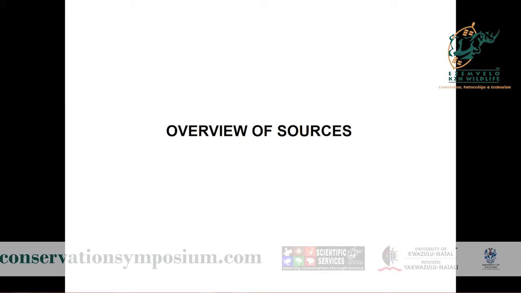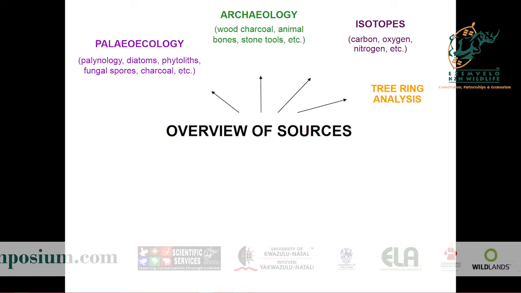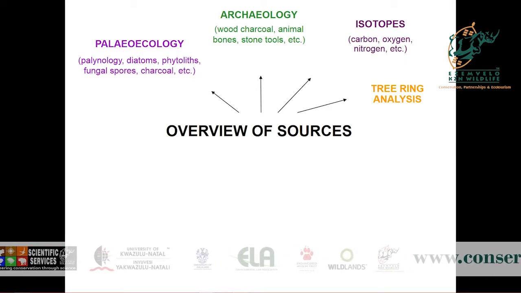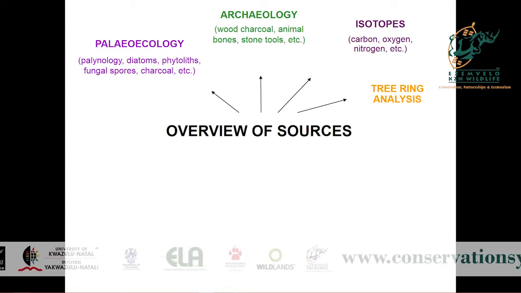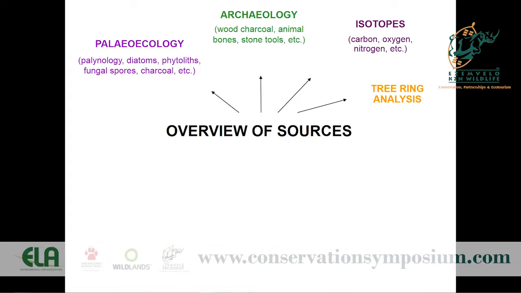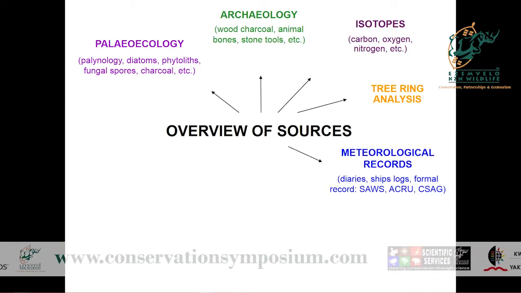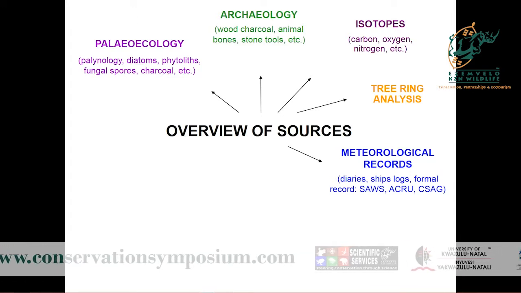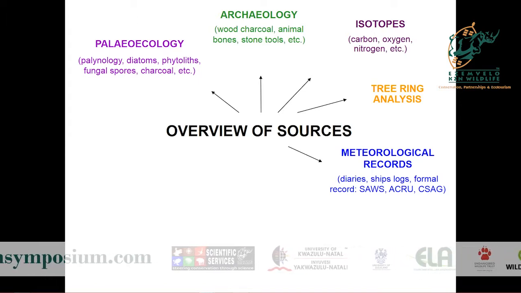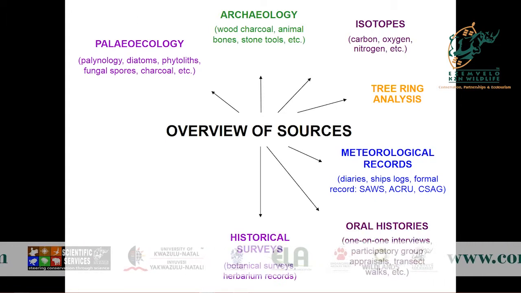So what are the kind of sources that are used by historical ecologists? They're the standard ones that we know about. There's paleoecology, archaeology, a whole range of different materials are used there, or isotopes, and even tree ring analyses form part of the bag of tools that many historical or paleoecologists might use. There are others, such as the climate records, from diaries, written diaries, ship's logs, of course, and then the formal record, which the Weather Service or ACRU or CSAG institutions throughout the country support and hold these records.